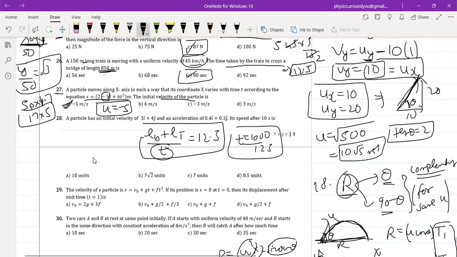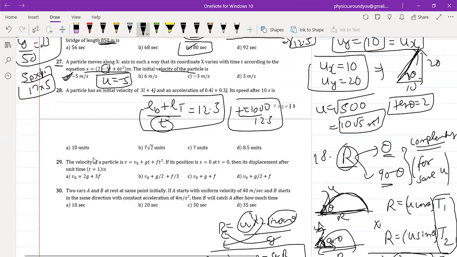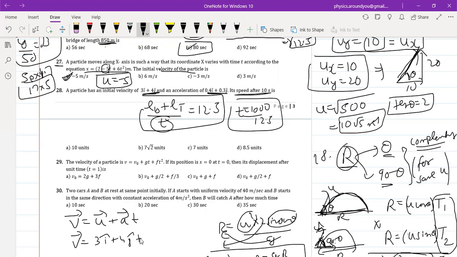Now, what about the 28th one? A particle has an initial velocity of 3i plus 4j, acceleration of so and so. What is its speed after 10 seconds? Here it's a nice question. We all know v equal to u plus at, but what we don't know is we can also put a vector sign over each of them. It still holds good. Let's find a final velocity. u is 3i plus 4j and a is 0.4i plus 0.3j, and the time is 10 seconds.